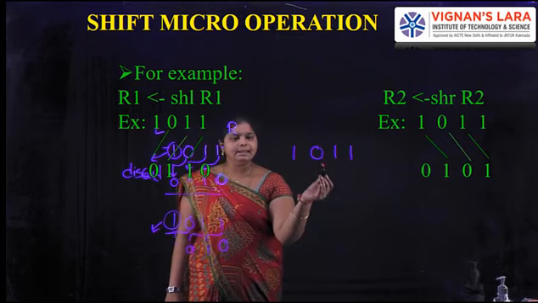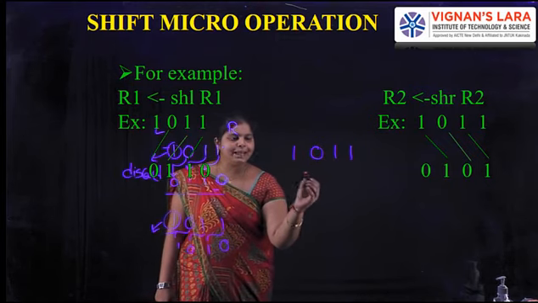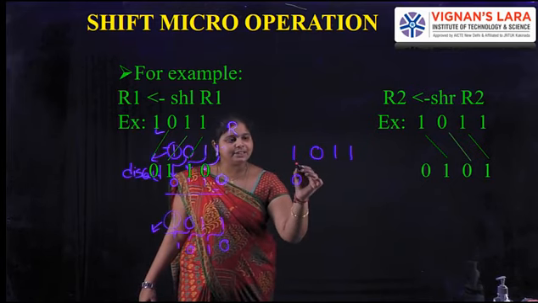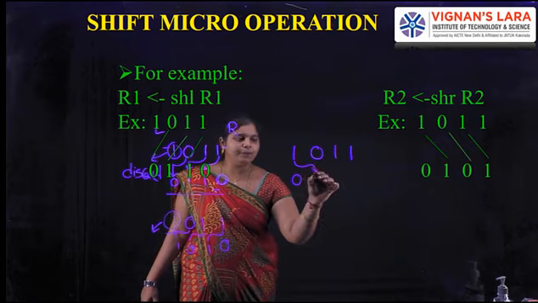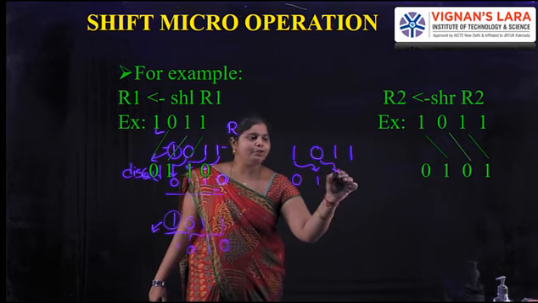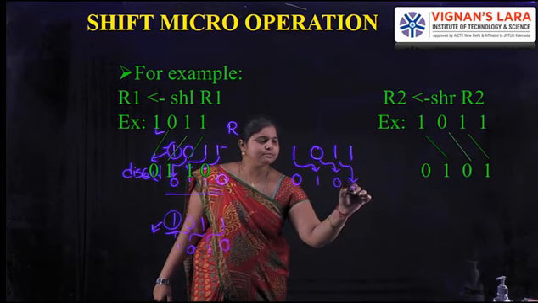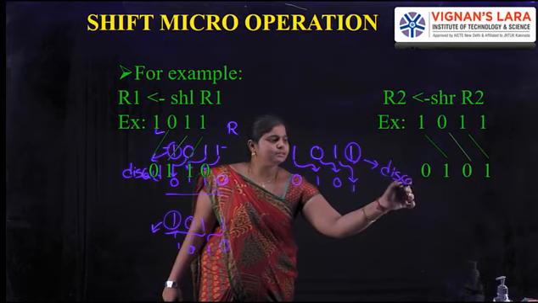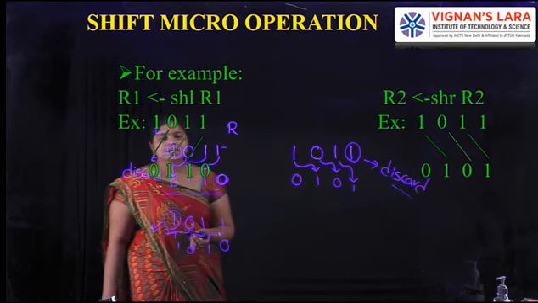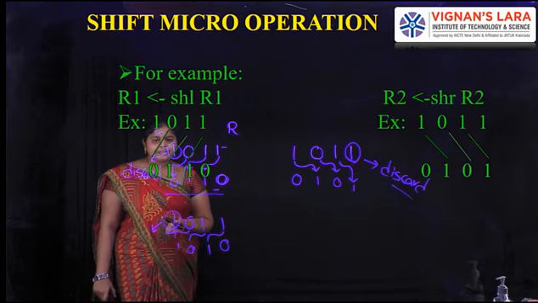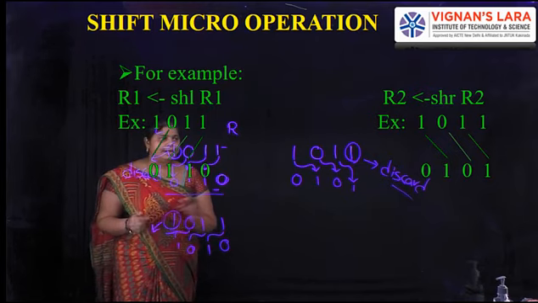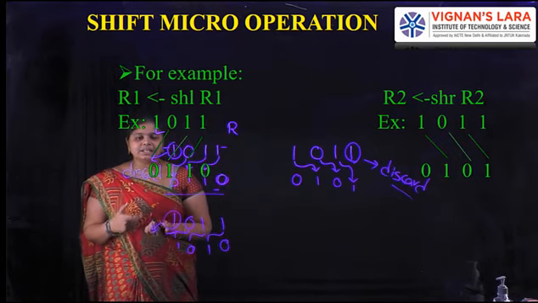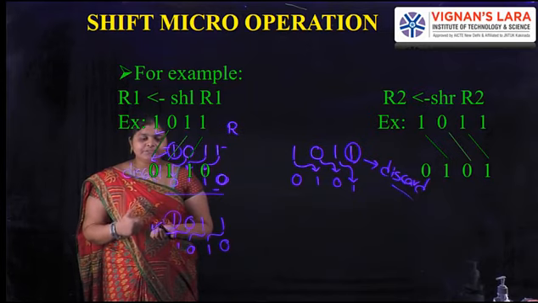In shift right, we take the same example, 1011. Here this is a shift right, so we place a 0 on the left side. Next, the bits are transferred towards the right by 1 position. This 1 is discarded, removed from the register. The major disadvantage of this logical shift micro operation is that the least significant bit and the most significant bit will be discarded.